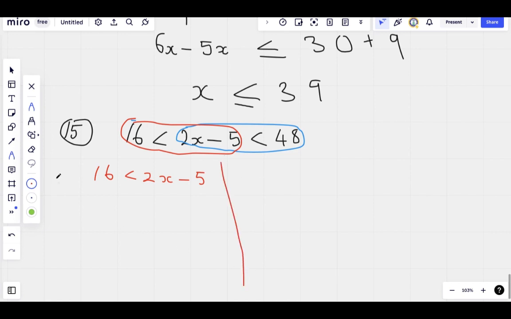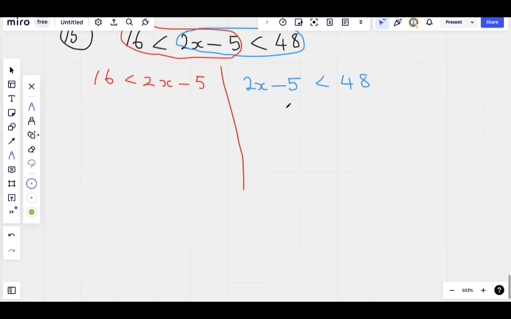Now let's see the right one. The right inequality is 2x minus 5 is less than 48. So we solve them individually. We collect like terms. We take this negative 5 to the right side and it becomes positive 5, so 2x is less than 48 plus 5.